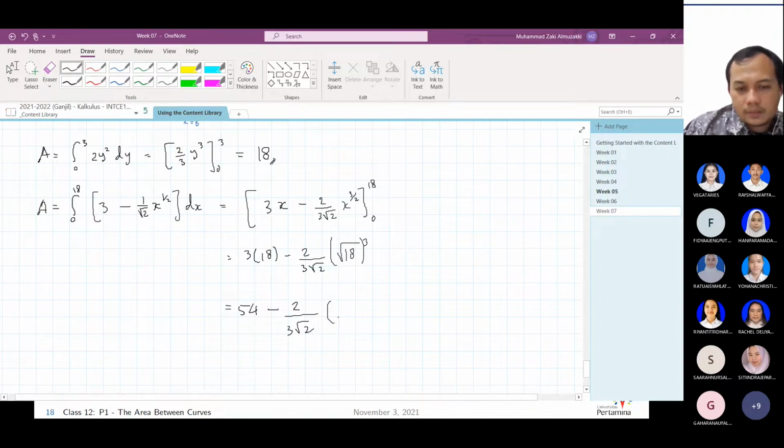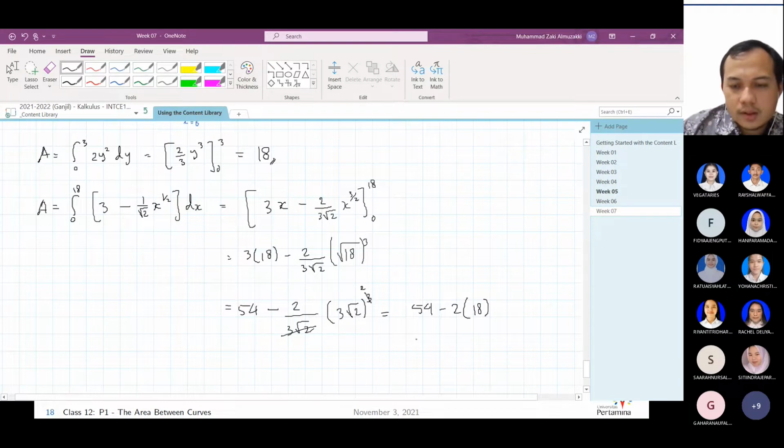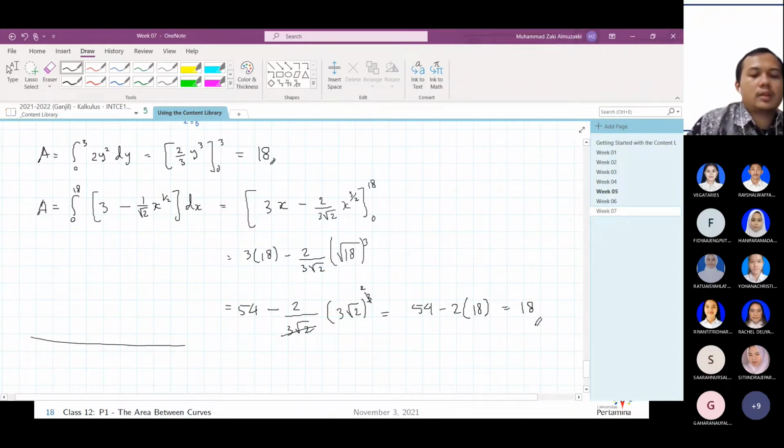We have here 3 square root of 2, yeah, power 3. So here the power becomes 2. So we have 4 minus 2 times 18, which is 18. The result must be the same. Yeah. Any question for this example?